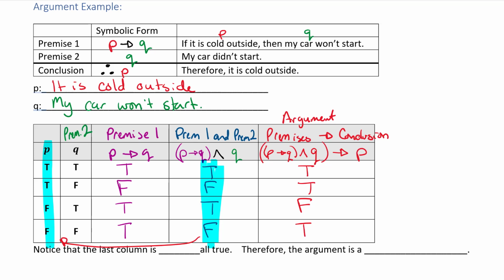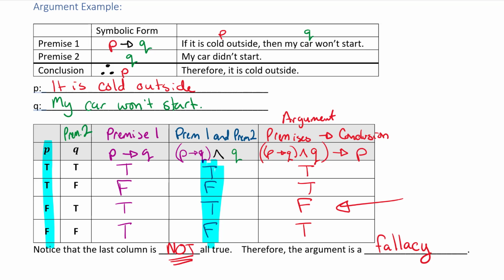So notice that the last column is not all true. Okay? Because we have one problem where it's false. So because there's one spot where it's false, we say the entire argument is a fallacy. And you might be like, well, Miss Lay, only one of them's false. It doesn't really matter. If there is one particular situation where it's not going to lead to a true statement in the conclusion, then the whole argument is invalid and therefore it is a fallacy.